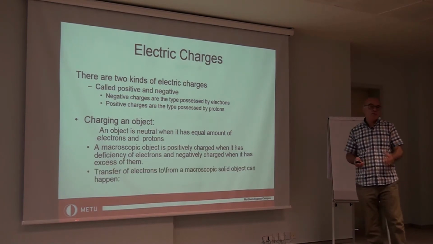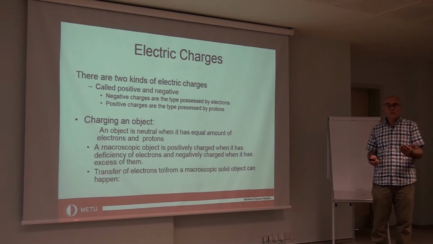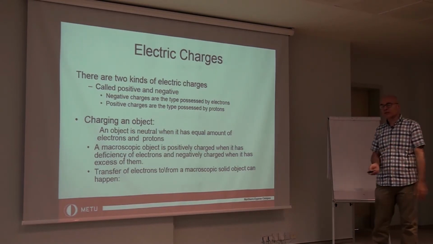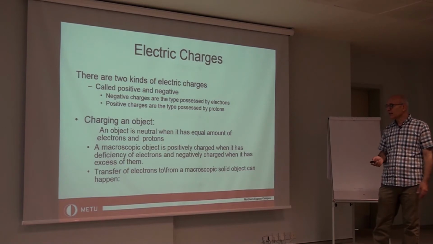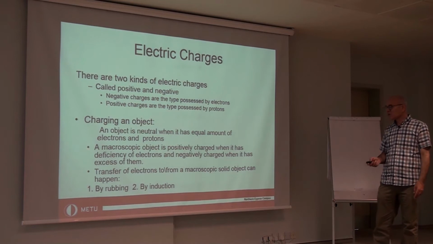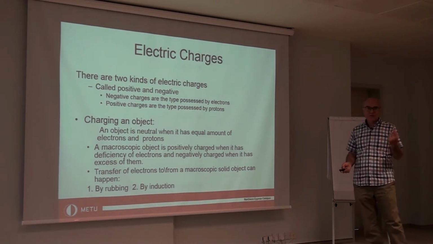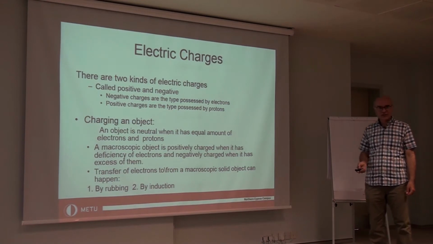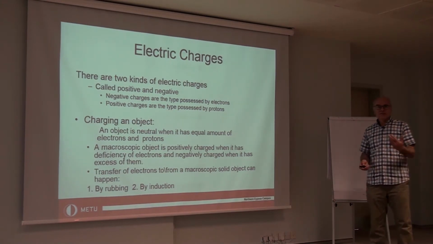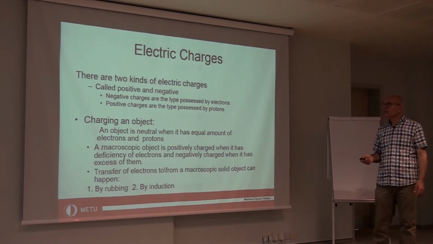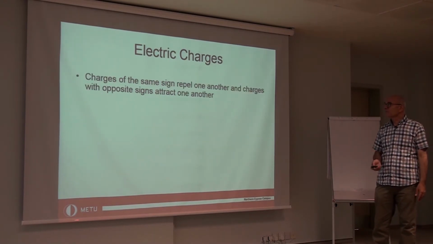Now, how can you transfer electrons from or to a macroscopic object, some object that you use in daily life? Usually, we will talk about two ways here. The first one is by rubbing, which we will just discuss soon, and the other is called induction. This happens for conductors, and you do not have any contact in order to do this.